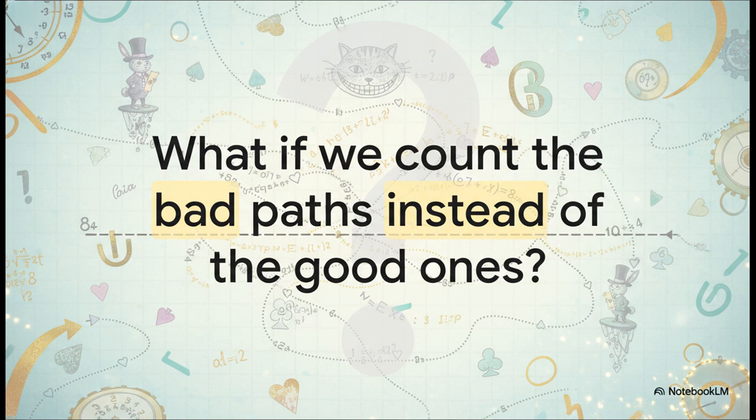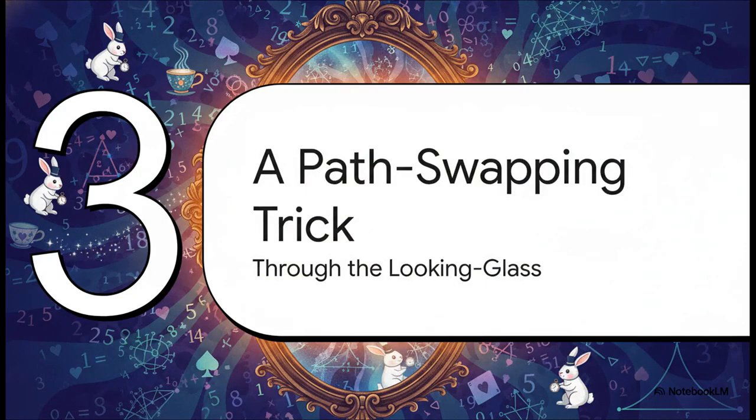But here's a classic problem-solving move. What if, instead of counting what we want, we count what we don't want? What if we could just count the bad paths? And that question leads us to the most elegant, most beautiful part of this entire solution. It's this clever little trick that honestly feels like stepping through the looking glass. We're going to transform our bad paths into something else entirely.